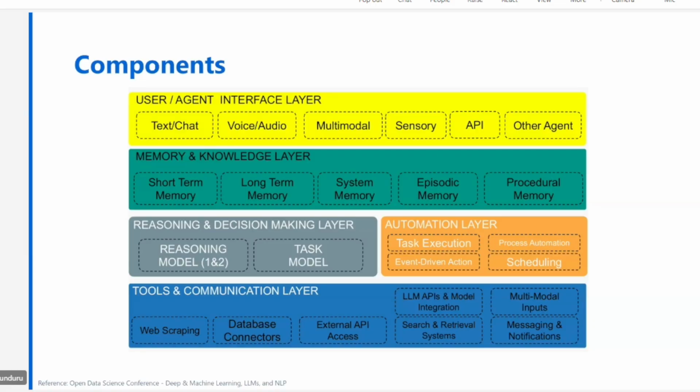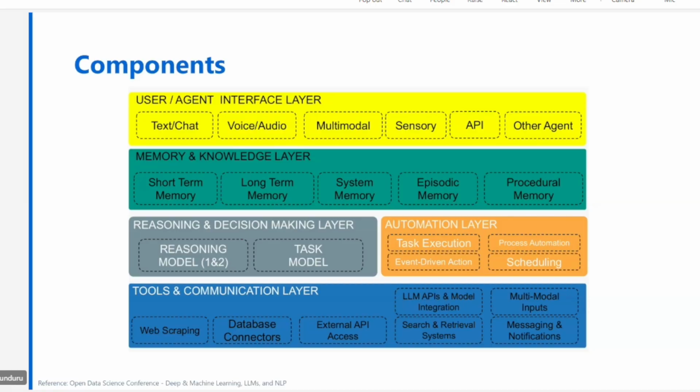Automation layer: task execution, process automation, event-driven actions, scheduling. All these things will be done at the automation layer, and then the tools communication layer. An agent ultimately has to perform some action. Even if there is no tool integration, it is still an agent if it is doing a lot of reasoning and decision making and responding back with a text message. That is also an agent in robust scenarios.